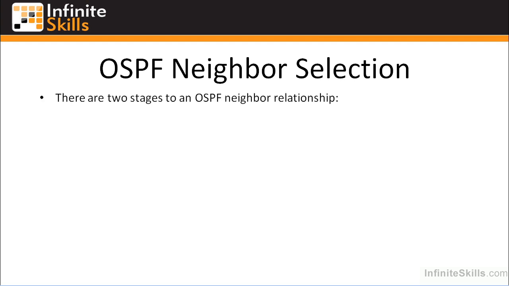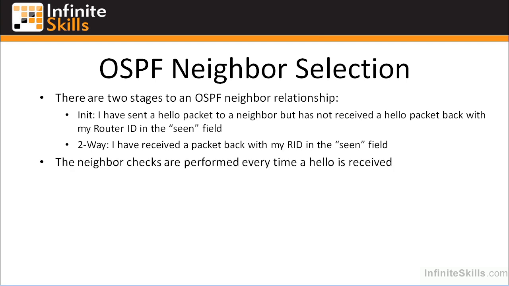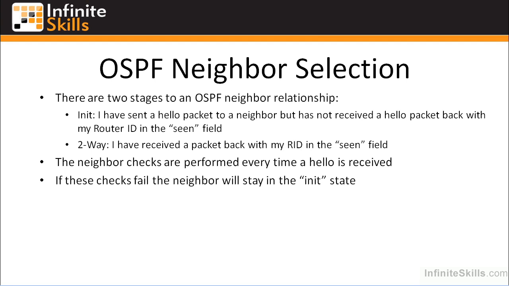So finally, let's talk about the stages of an OSPF neighbor relationship. The first stage is the init stage, and the init stage basically says, I've sent a hello packet to a neighbor, but I've not received a hello packet back with my router ID in the neighbors seen field. And then we have two-way, which is, I've received a packet back with my router ID in the seen field. Now, it's important to remember that the neighbor checks are performed every time a hello packet is received. And so if these checks fail, the neighbor will stay in the init state. You'll see it referenced as stuck in init.